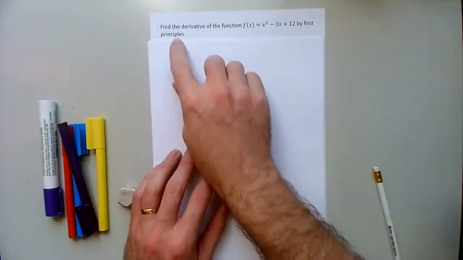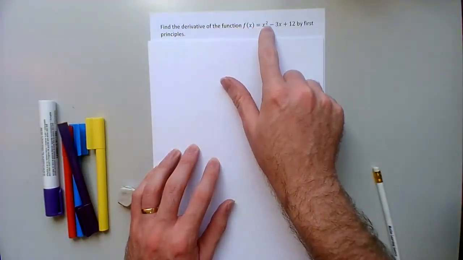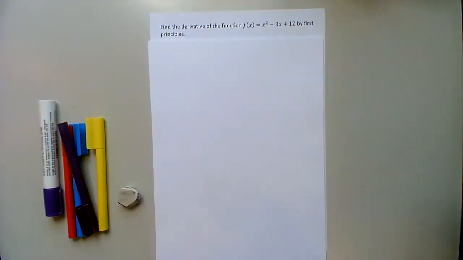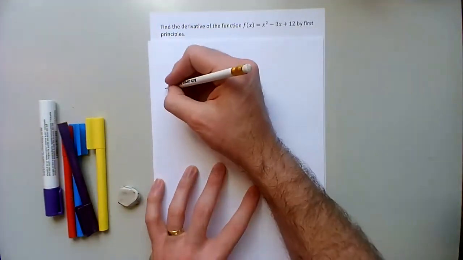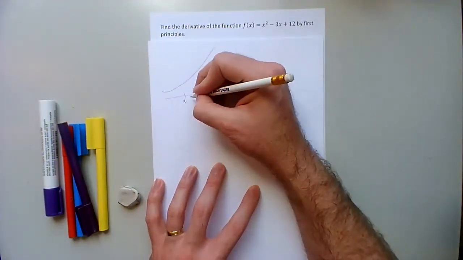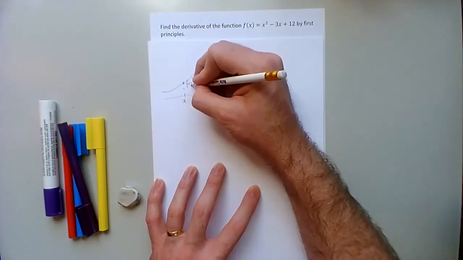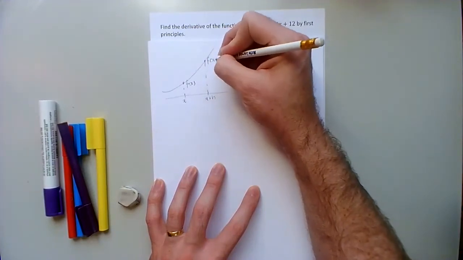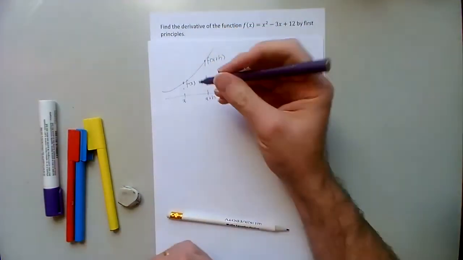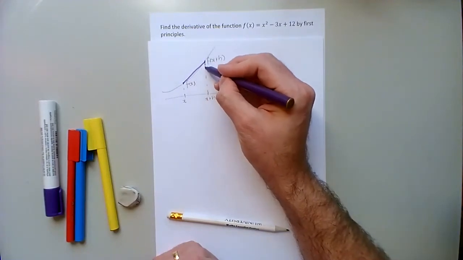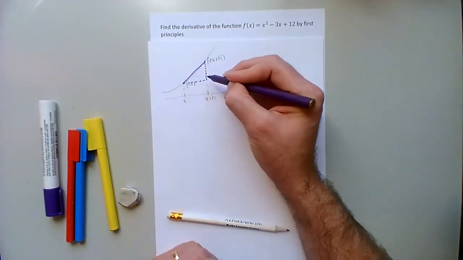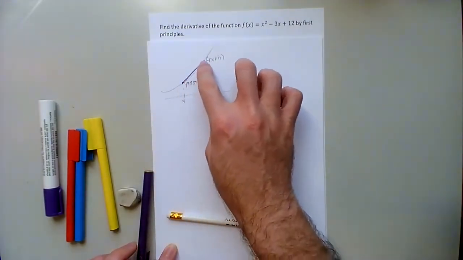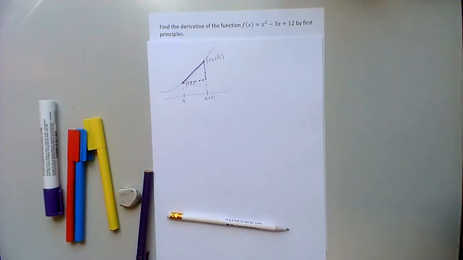The question I've got says, find the derivative of the function f of x, which is equal to x squared minus 3x plus 12 by first principles. When I see first principles, I think of this picture where you've got x and it's got a function value, and then you move a little bit and it's got a function value, and then you figure out this slope here, which is made by dividing this distance by this distance. Then you make the h go towards 0 so that these two get closer and closer together, and that line gets closer and closer to being the actual slope of the function.